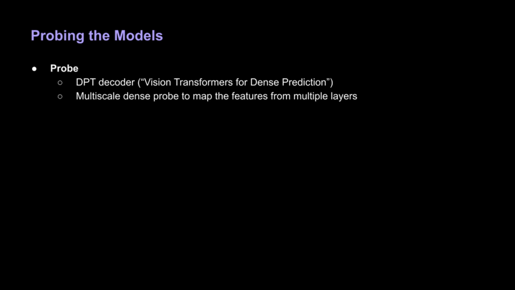The authors probe different models by adding a DPT decoder to the original models and train for different tasks. DPT represents Dense Prediction Transformer from the paper named Vision Transformers for Dense Prediction. It is a multi-scale dense probe to map the features from multiple layers.